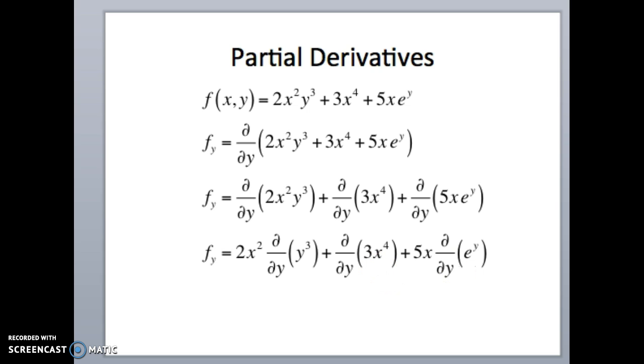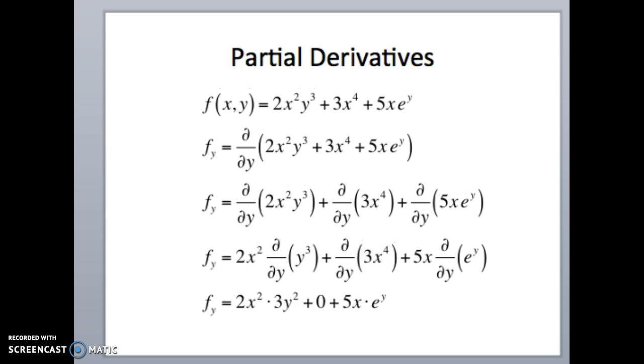But this middle piece is going to be 0. Because again, x to the fourth is acting like a constant, as is 3, and the derivative of a constant is 0. Which brings us here then, so we get our 2x squared times the partial with respect to y of y cubed is 3y squared. The partial with respect to y of a function of x will be 0. 5x, the partial with respect to y of e to the y will just be e to the y.